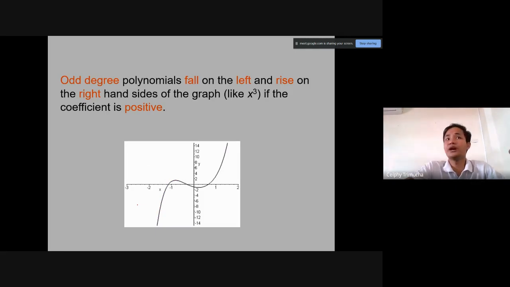Next one, we have an odd degree polynomials. So anong itsura kung odd ang atong exponent? So odd degree polynomials: falls on the left, rise on the right. So again, gapapanaog siya diri sa atong nga left, gapasaka siya sa atong nga right. Take note that this will happen kung ang aton nga coefficient is positive. Okay?